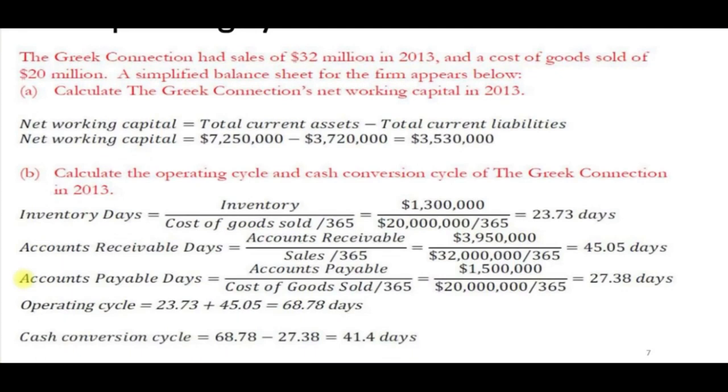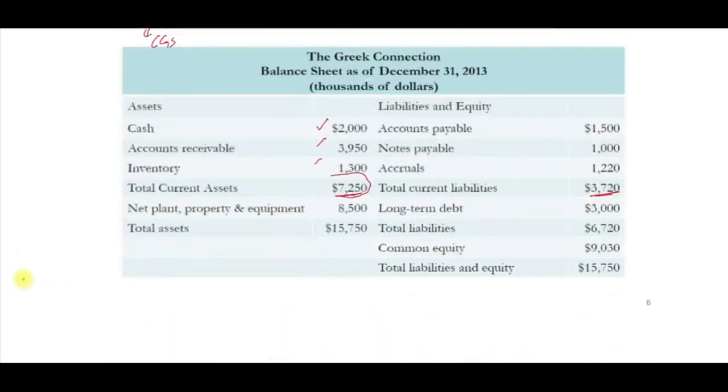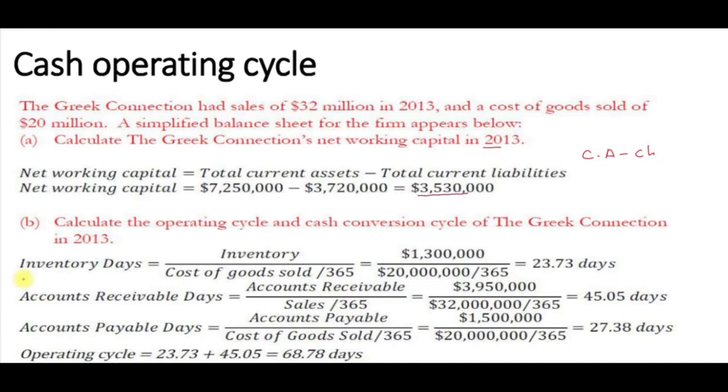First of all, the question asks us to calculate the Greek Connection's net working capital in 2013. We know that net working capital is equal to current assets minus current liabilities. So if you see, the current assets are 7250 and current liabilities are 3720. The difference is positive, so it means the company is managing good liquidity. The company has more current assets than current liabilities.